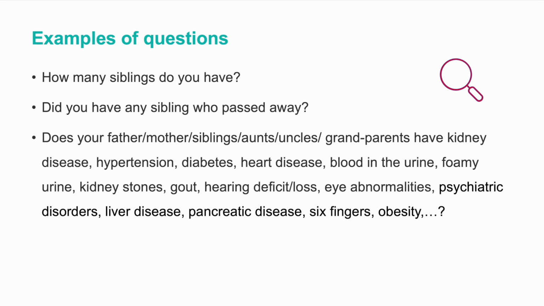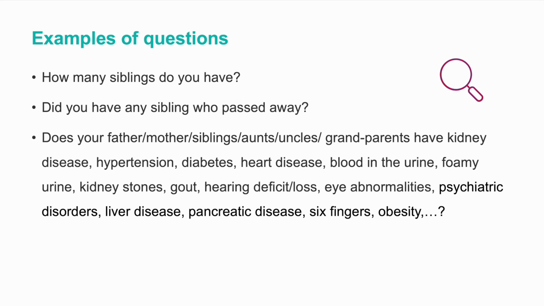Liver disease, pancreatic disease. Six fingers is one of the signs of some of the ciliopathies. You definitely want to ask about that. Similarly, obesity, even though it is a very common disease, it is important to ask about it, and especially to ask about outliers. Anyone in the family that is especially obese, different from other family members.